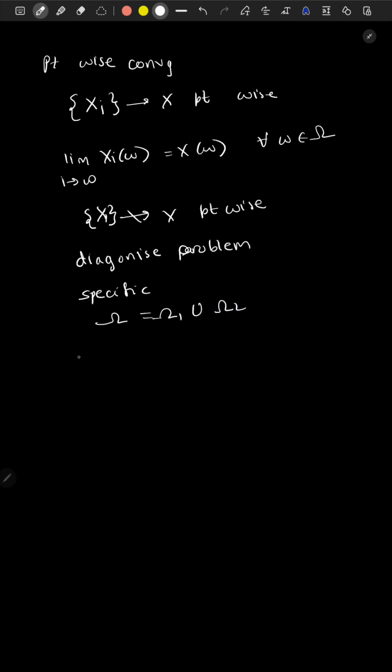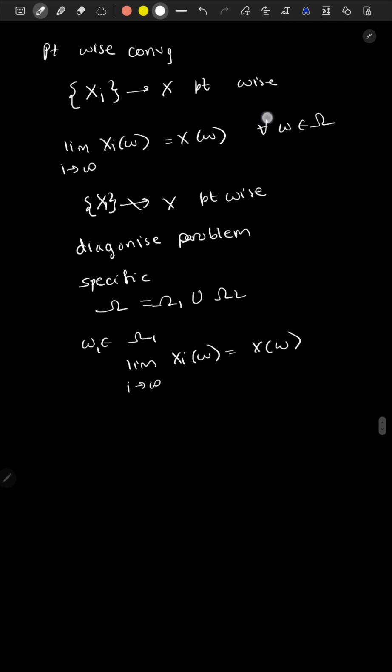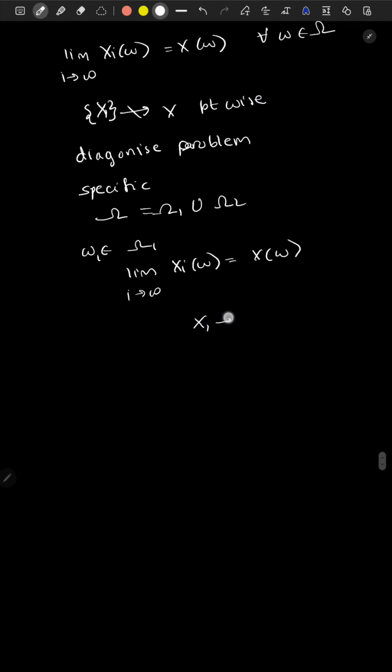into omega 1 union omega 2, where if omega belongs to omega 1, then the limit of x_i(omega) goes to x(omega). So then we can say that x_i converges to x not on omega but on omega 1, a smaller set. So we have identified the problematic part: omega 2 was the problematic part.